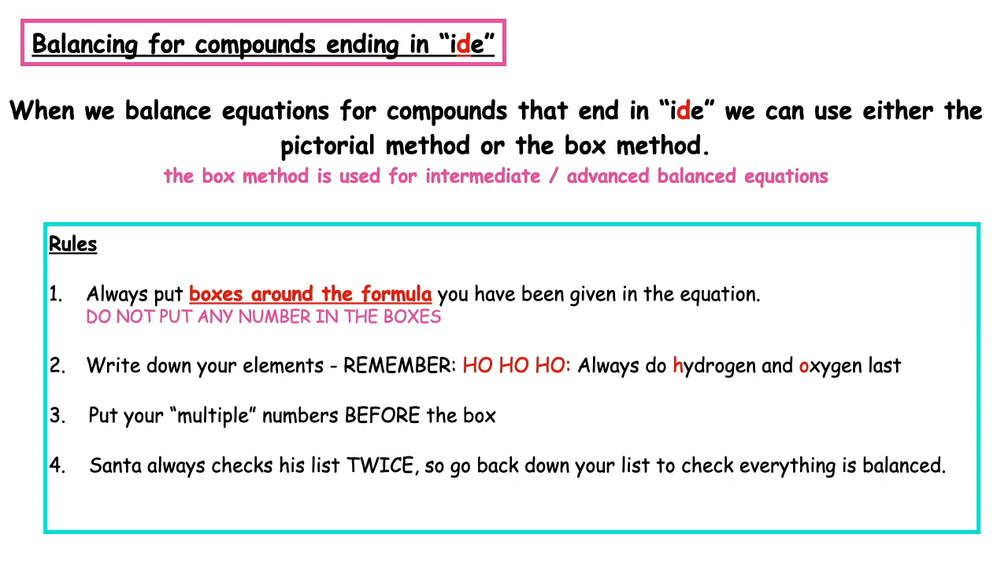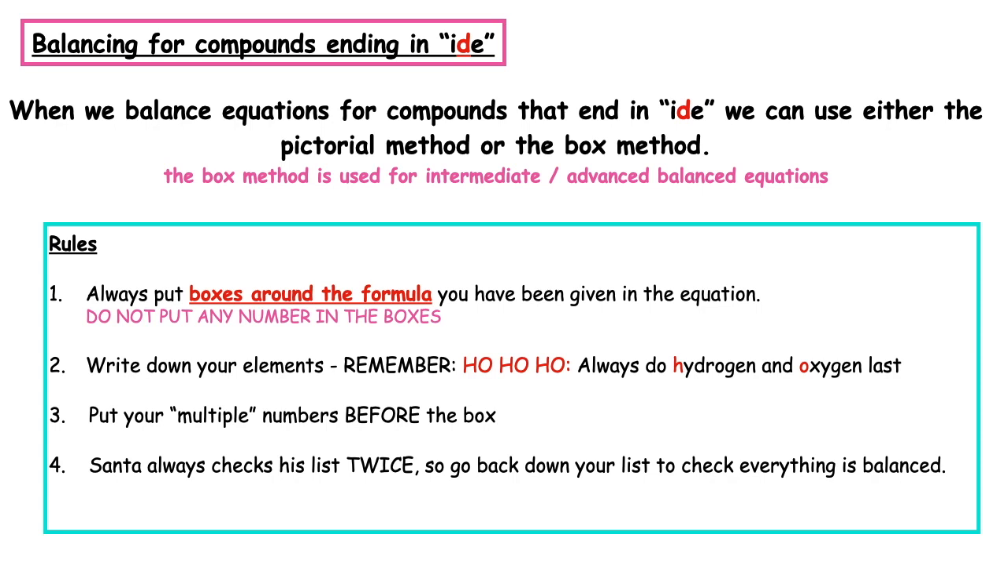So the first rule is that you always need to put boxes around the formula that you've been given in the equation. You cannot put any numbers inside those boxes. The next step is to write down your elements. I want you to think about Santa Claus. He says, ho, ho, ho. You want to do all other elements, then hydrogen and oxygen last.